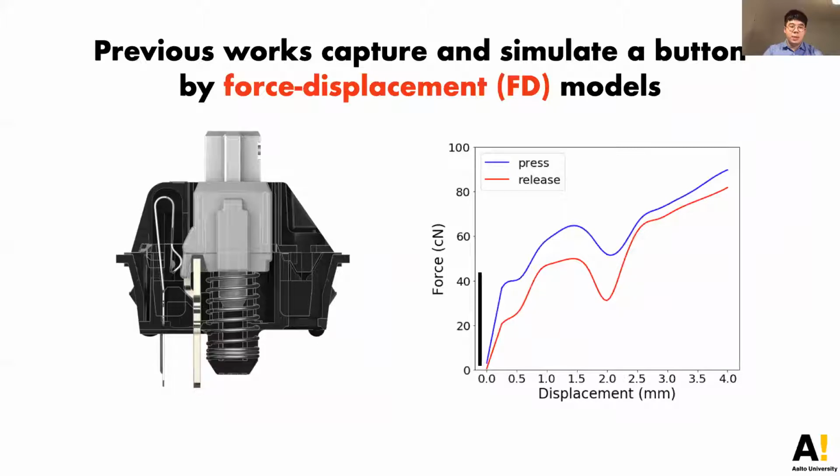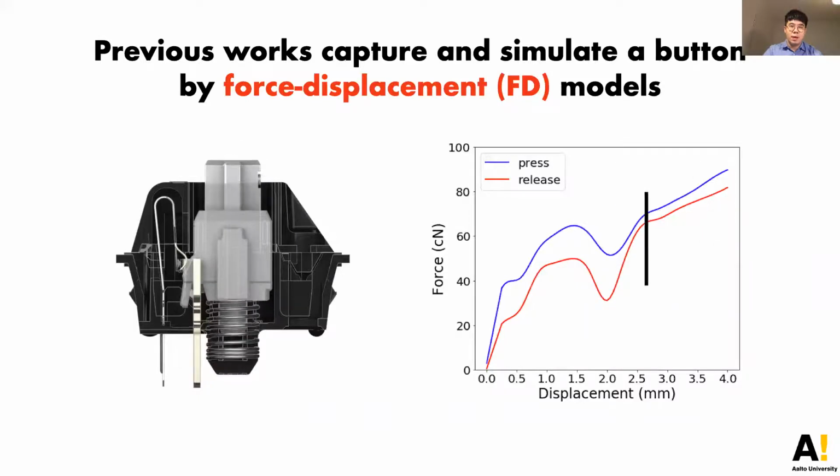For simulating a button, some sort of mathematical representation is needed. Previously, the model is force displacement curves, which captures the resisting force measured at different displacement of a press. For example, the x-axis here represents the displacement, while the y-axis is the force. And this is the model of this particular button.